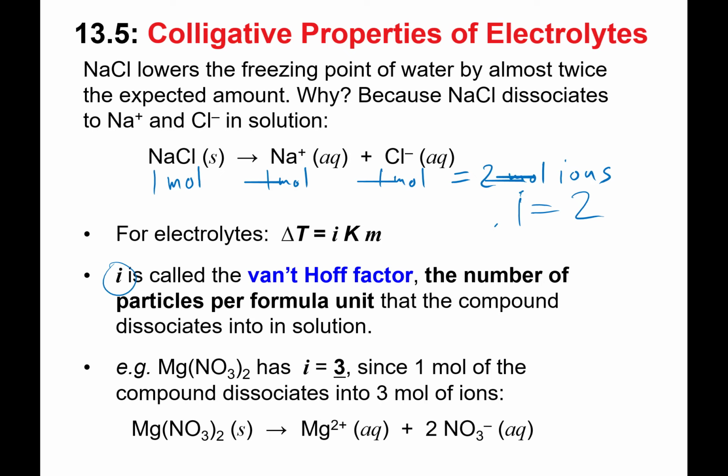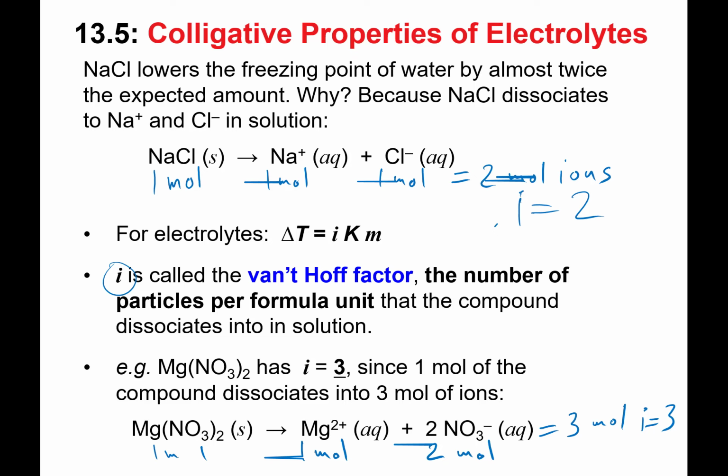We can do another example, and this is really reviewing when we first studied electrolytes earlier in the semester. Let's think about magnesium nitrate, Mg(NO3)2. So if you take 1 mole of that, you're going to make 1 mole of magnesium ions, but you're going to make 2 moles of nitrate ions, which is 3 moles of ions in total. So i equals 3 in that case. So whatever the concentration of magnesium nitrate is, you have to multiply it by 3 to calculate the colligative properties.